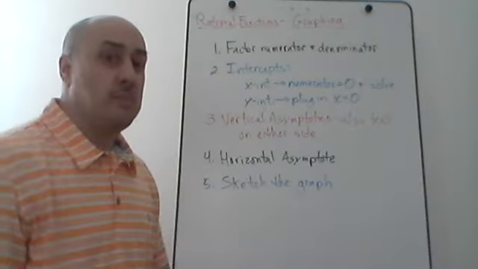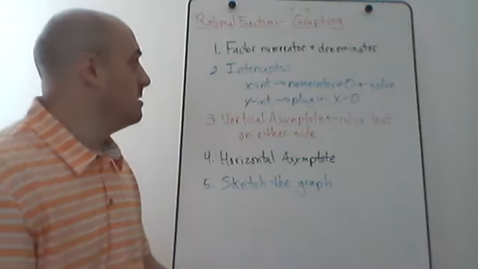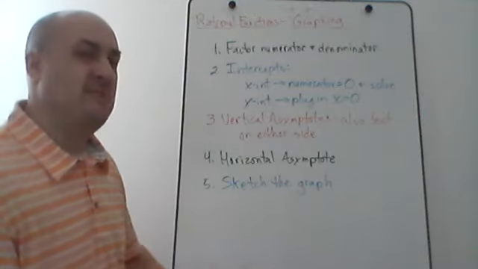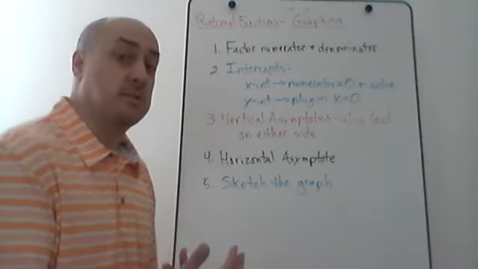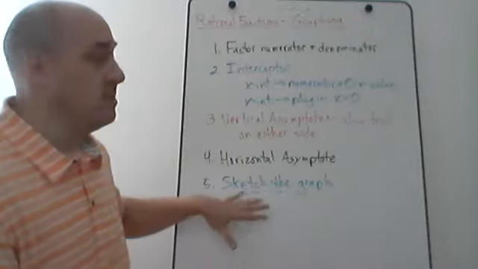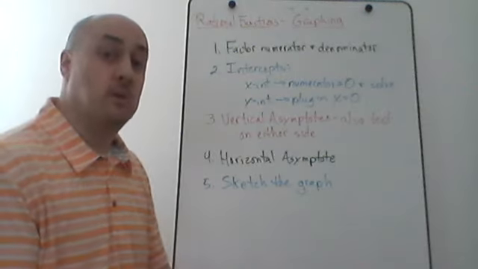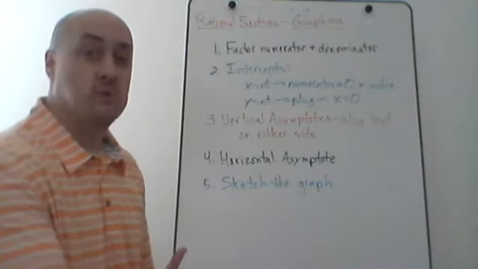All right, in this video we're going to talk about graphing rational functions. So I have up here the 5 basic steps, or the 5 things we need to do in order to be able to sketch the graph of a rational function. We'll talk about those real quick, and then I'll actually do an example where we do all these things and then draw the graph.